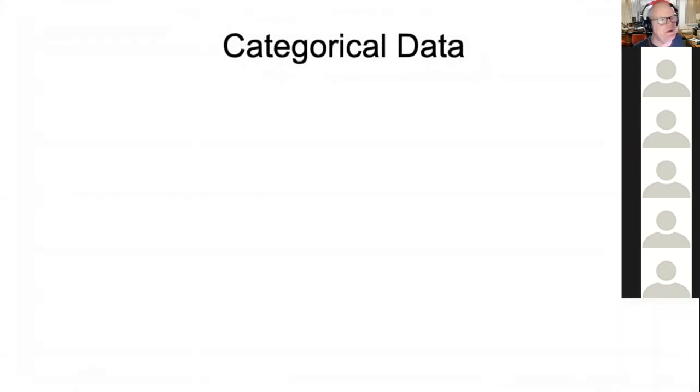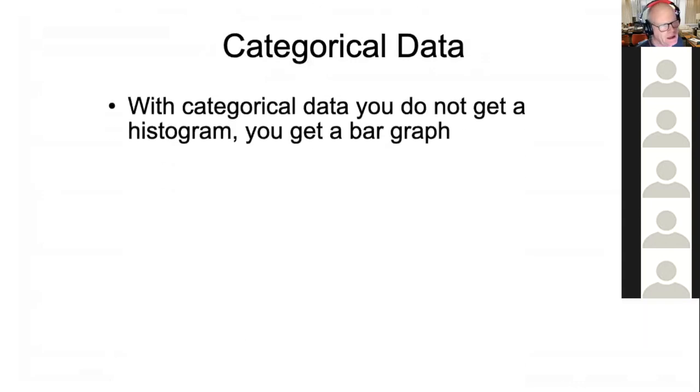Now, we don't always have numerical data. Sometimes we have categorical data. So you don't get a histogram here. It's similar. You get a bar graph. You know what? I'm never going to ask you what's a histogram or what's a bar graph on a quiz. It's not 2126. Okay.